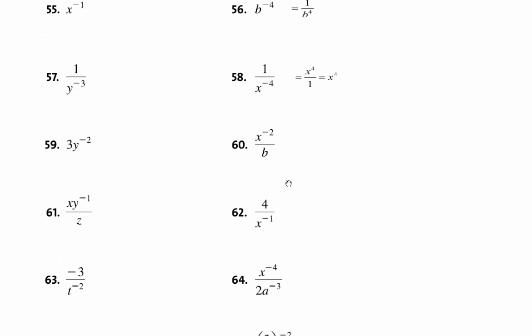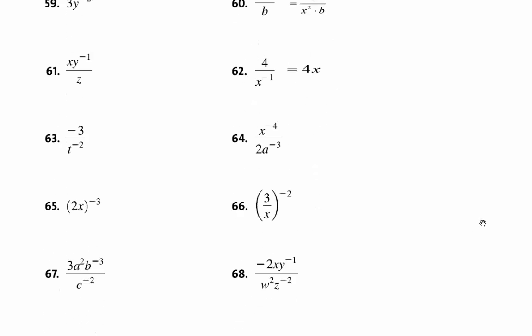For number 60, the b stays where it is, but this x to the negative 2, the x is going to come down, and we're going to make the negative 2 positive. So you see we're left with 1 over x squared times b. Number 62, the 4 stays where it is. The x has a negative exponent attached to it, so I'm going to bring the x to the numerator and make the exponent positive. And you can see we're left with 4x.